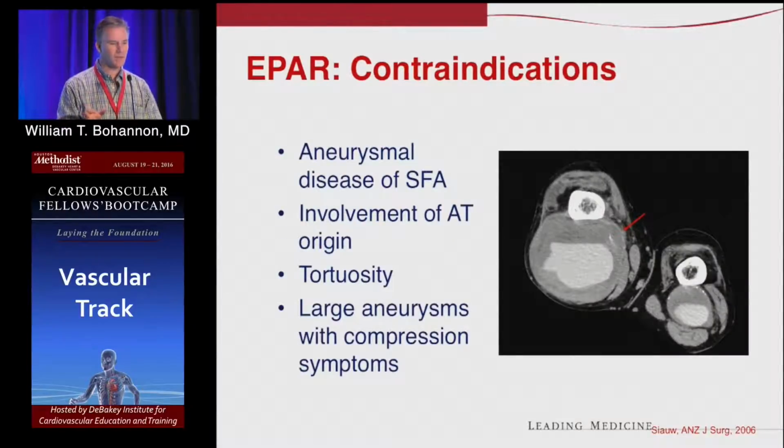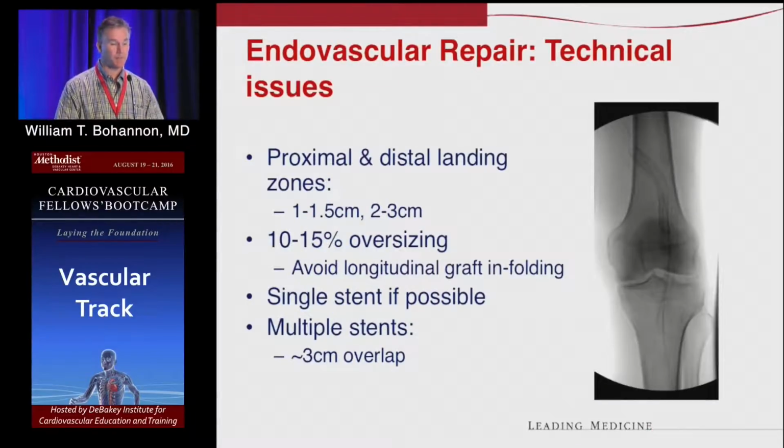Relative contraindications, certainly, would be aneurysmal disease throughout the SFA, so no real good landing zones or extensive requirement for treatment with the endografts. Involvement of the AT origin, so no good distal landing zones, tortuosity, and certainly large aneurysms with compressive symptoms, because you're really not helping the patient in regards to what's causing them problems with their popliteal aneurysm.